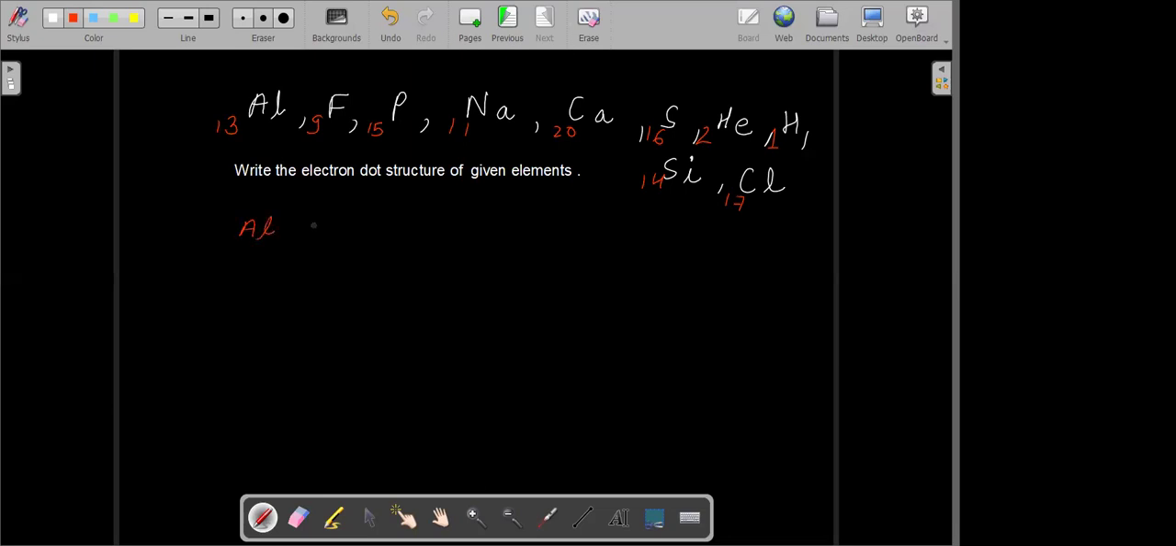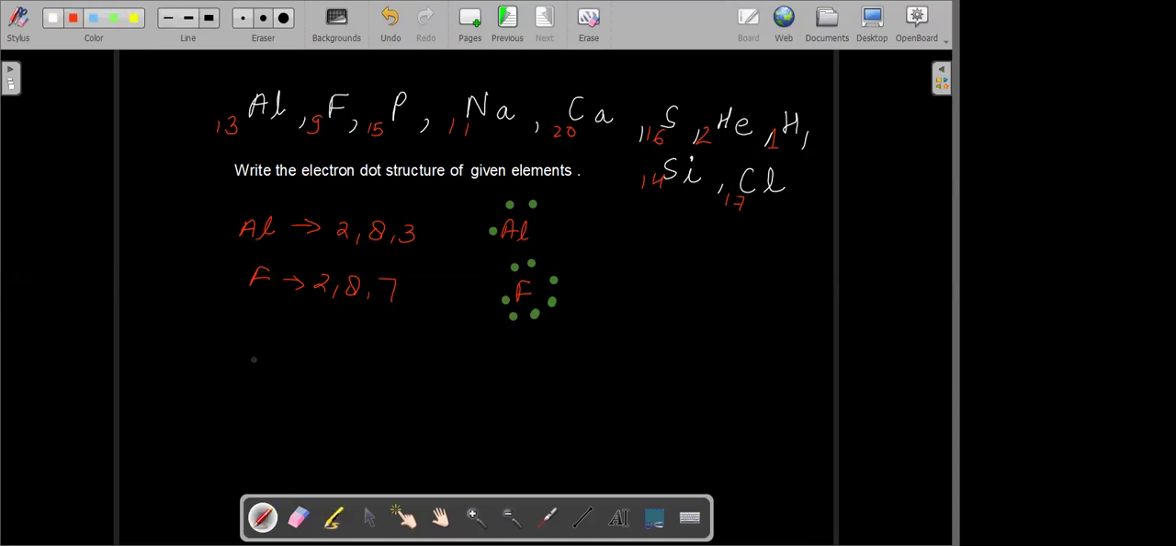So aluminium has 2, 8, 3. Now if I make the electron dot structure, aluminium will have 3 dots. So I can represent it 1, 2, 3. Then we have fluorine. Fluorine is 2, 8, 7, so fluorine will have 7 electrons around it. So 1, 2, 3, 4, 5, 6, 7.